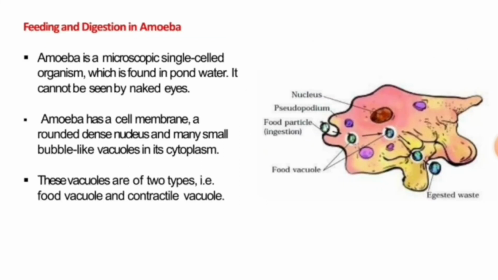Feeding and digesting in amoeba. Amoeba is a unicellular organism. Amoeba is a microscopic single-celled organism which is found in pond water. It cannot be seen by the naked eye. Of course, we need a microscope. Amoeba has a cell membrane, a rounded dense nucleus, and many small bubble-like vacuoles in its cytoplasm. These vacuoles are of two types, that is food vacuole and contractile vacuole.